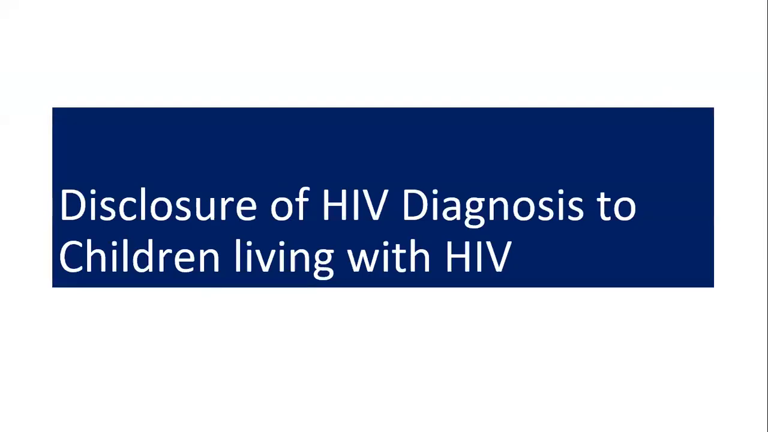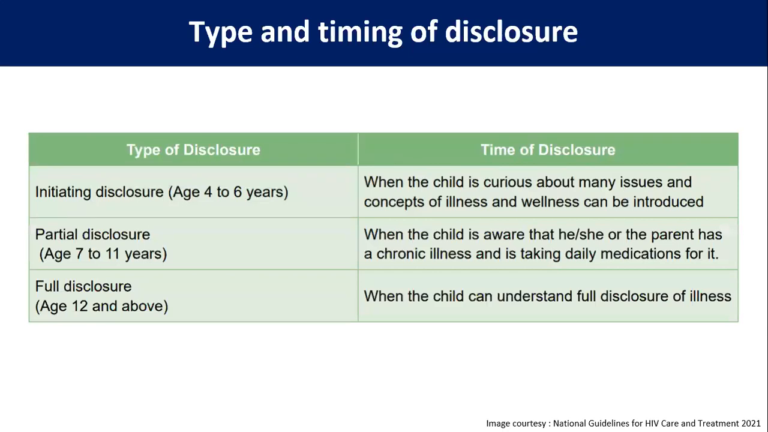Then disclosure of HIV diagnosis to children living with HIV. There are different types of disclosure, like initiating disclosure for age 4 years to 6 years, when the child is curious about many issues and concepts of illness and wellness. This is the time to go for partial disclosure. At the age of 7 to 11 years, the child is aware that he or she or the parent has a chronic illness and is taking daily medications for it. And full disclosure can be done when the patient reaches the age of 12 years or above, when the patient understands the nature of the disease and all. Then full disclosure of illness is to be done.